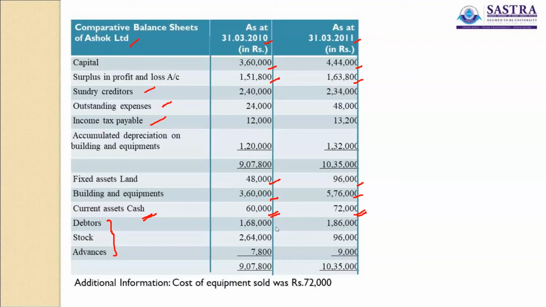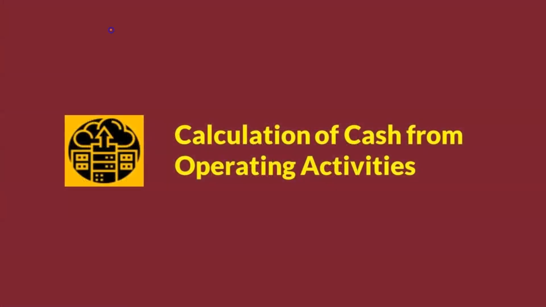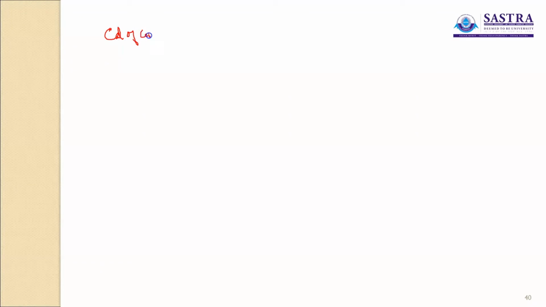So we are trying to find out the reasons for the increase in cash from 60,000 to 72,000, considering all these changes, transactions, or decisions. And in fact, the additional information says that some part of the asset was also sold during the year. Now let us move on to the computation of cash from operating activities as per the indirect method. Calculation of cash flow from operating activities.